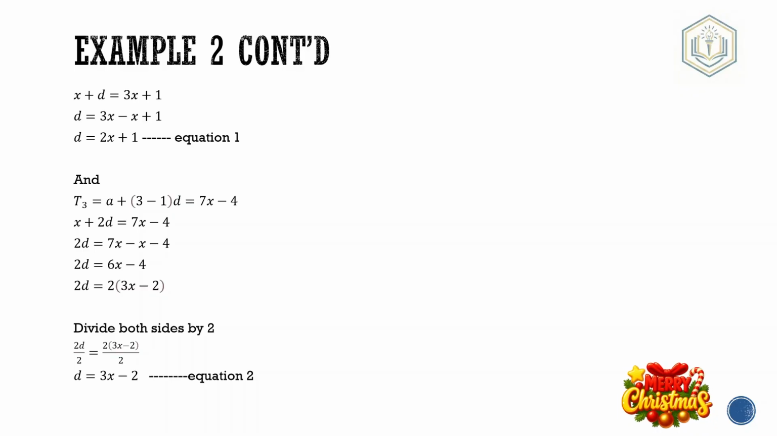If you watch your 6x minus 4, something is common there. A number is common. And what's that number? 2. You bring out your 2. You are going to have 2d equals 2, open the bracket, 3x minus 2, close the bracket. Divide both sides by 2. So you are going to have your d equals 3x minus 2. You have 2 unknowns in an equation. You are stuck there. So you just call it equation 2.